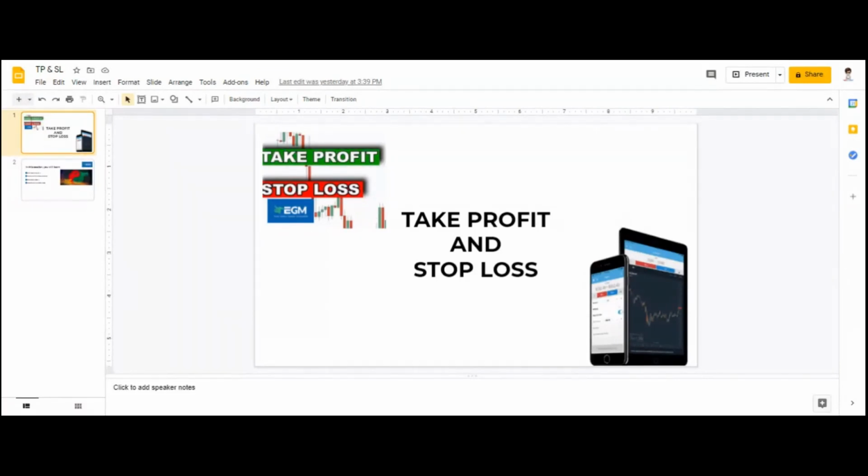Okay. What do you think take profit is? What do you think stop loss is? Just drop your thoughts in the chat box. I'd love to hear everybody's thoughts. What do you think take profit is, and what do you think stop loss is?